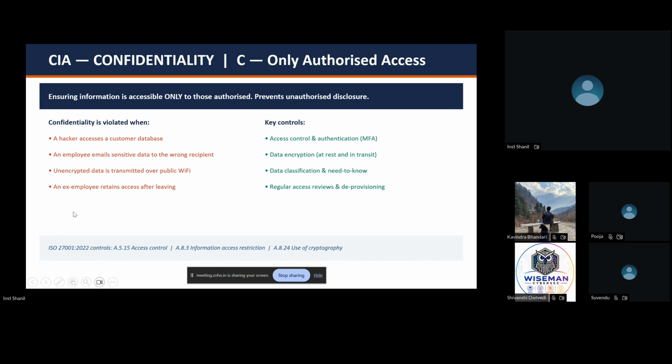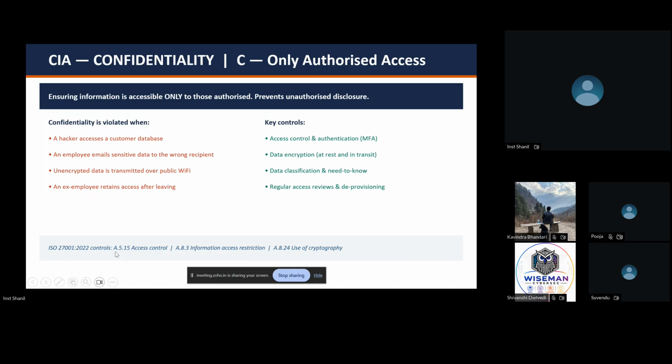For example, an ex-employee retains access after leaving. So, for example, you have left your company and you still have the user ID and password of your company account. That can be prevented by regular access reviews and deprovisioning. Within ISO 27001, we recommend a large organization to implement at least a quarterly access review. When you are reviewing your accesses quarterly, you get to know that 10 employees were terminated during the last quarter, so you have to remove their accesses so that they cannot access the organization data anymore.